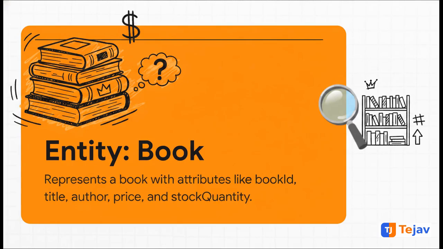Okay, so let's start with the most obvious entity, the book. It's a bookstore after all. Every book needs a unique ID, a title, an author, a price, but there's one more attribute here that is absolutely critical: stock quantity. We have to know how many copies of each book we have. This little number is going to be a huge deal later when we get into inventory management. This whole process, by the way, is called data modeling, and it's a crucial first step.